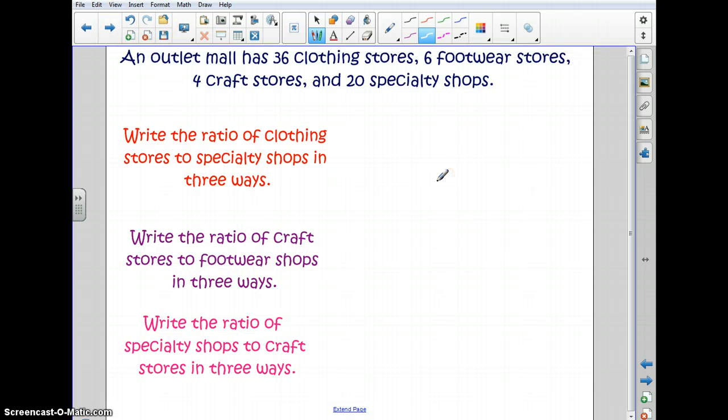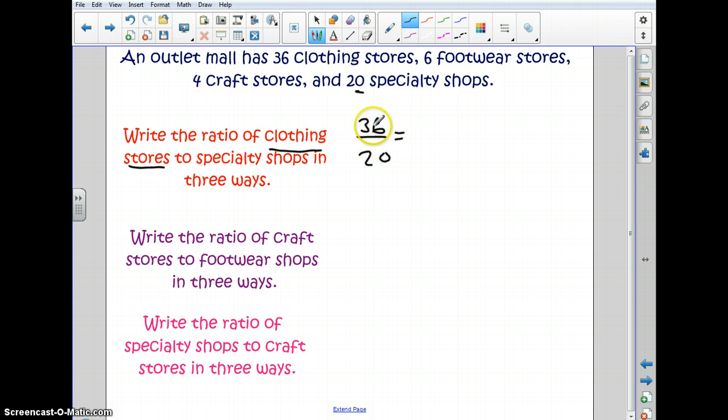Now, we're going to practice a little bit. The problem says an outlet mall has 36 clothing stores, 6 footwear stores, 4 craft stores, and 20 specialty shops. Write the ratio of clothing stores to specialty shops in 3 ways. Well, we're going to write it out as a fraction first. My fraction of clothing stores comes first because in the sentence it says clothing stores to specialty shops. So my clothing stores would be 36. My specialty shops would be 20.